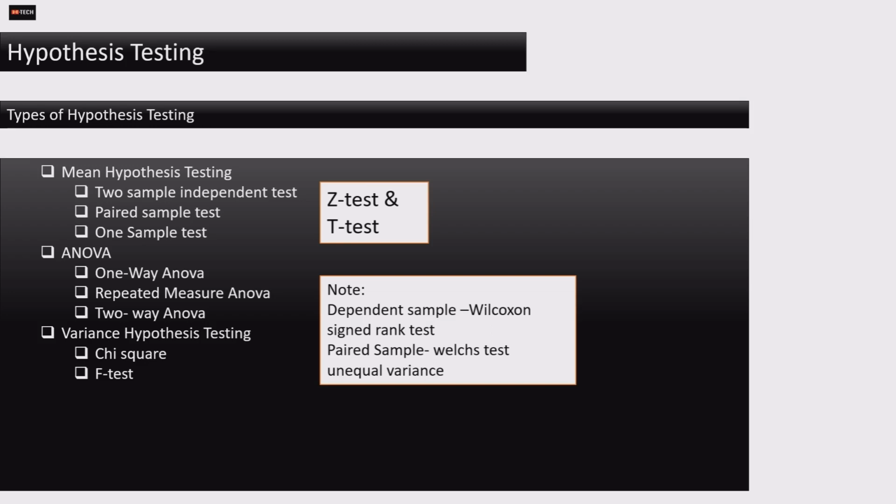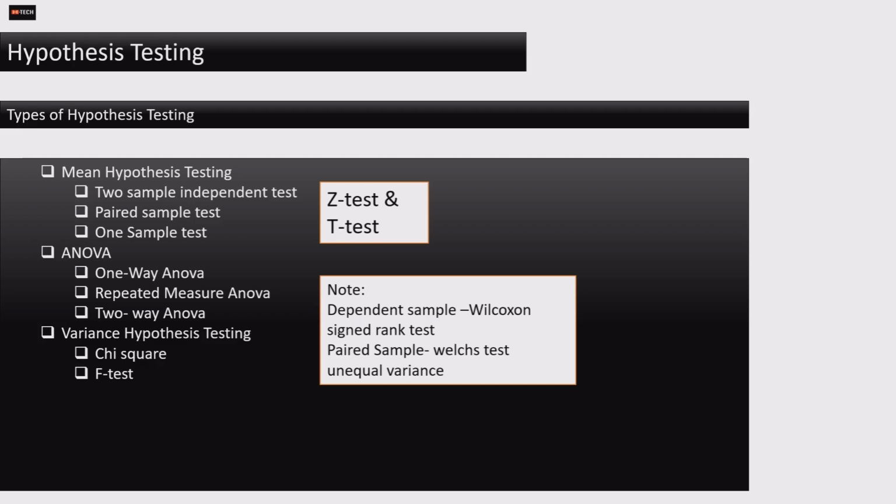Then we have our ANOVA, one-way repeated measure and two-way ANOVA, variance hypothesis testing, and other variance hypothesis testing. We have chi-square and F-test. Let me just leave them there for now, and I promise we'll still go back to them, every one of them, and explain something. But if you notice, I highlighted some things here, which is z-test and t-test.